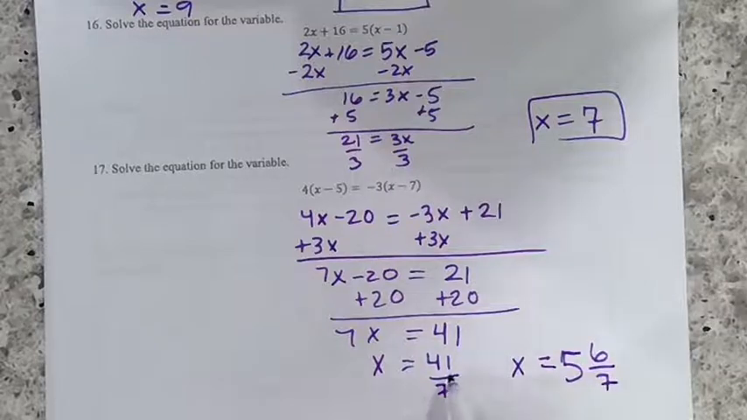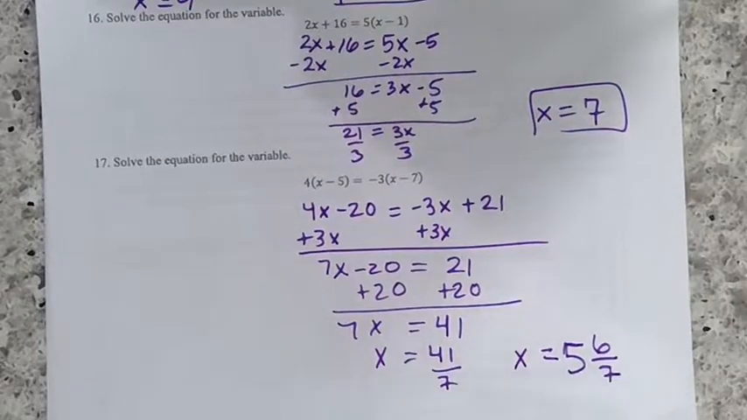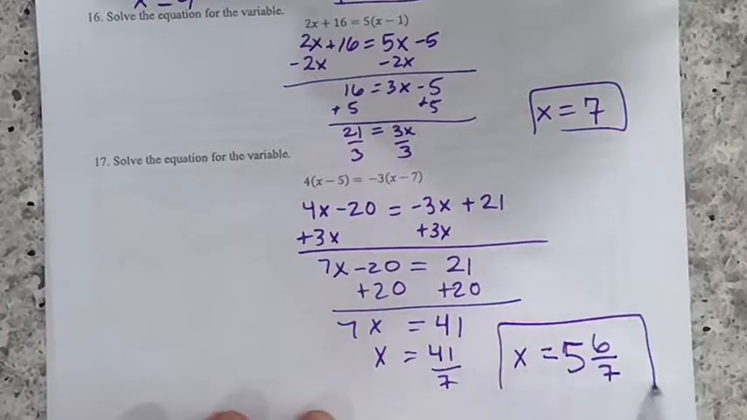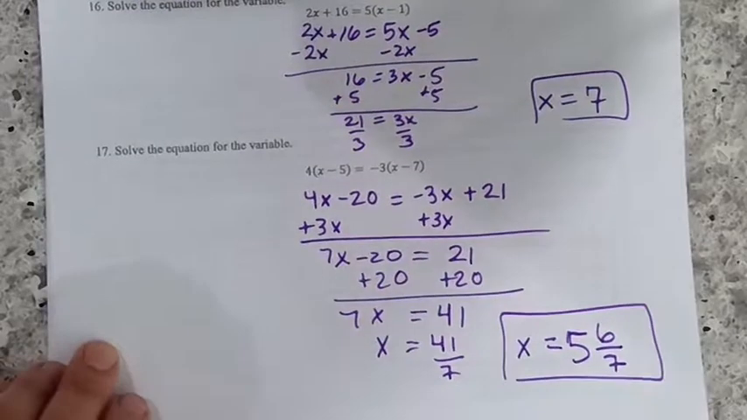Okay, 7 goes into 41 5 times. That's 35, and how many are left over? 6, so 6 sevenths. So this is how you'll see it on your multiple choice test.